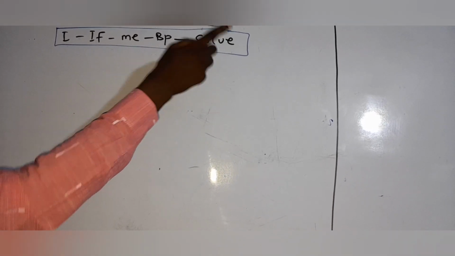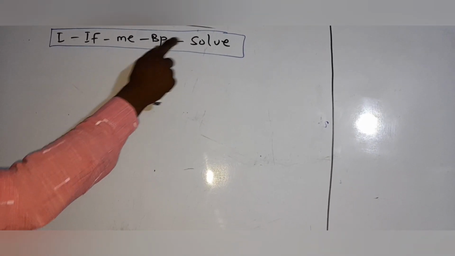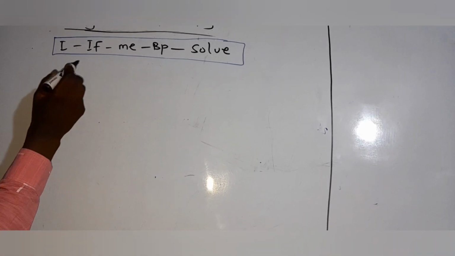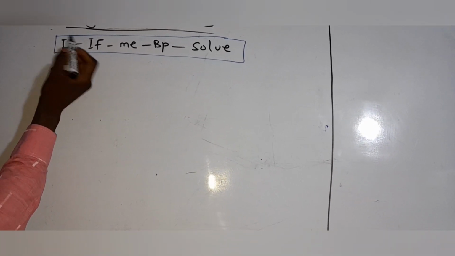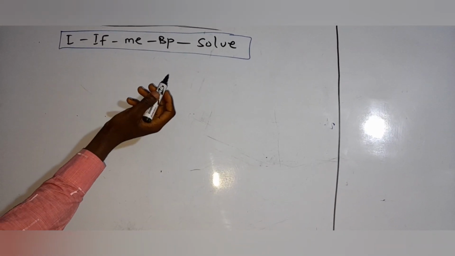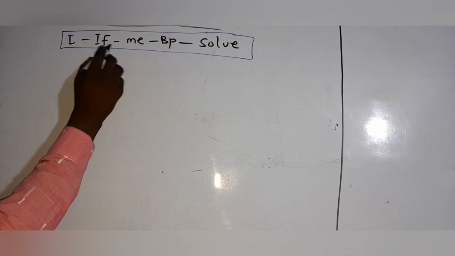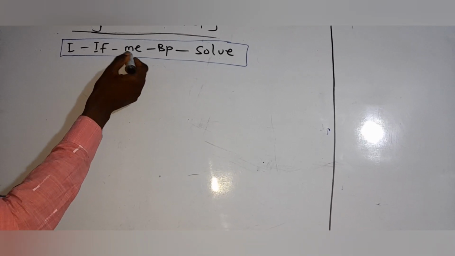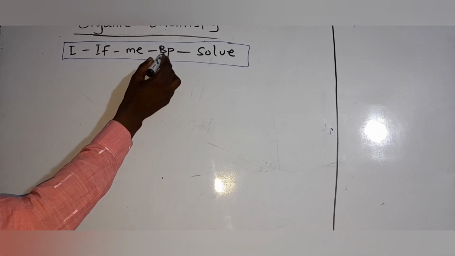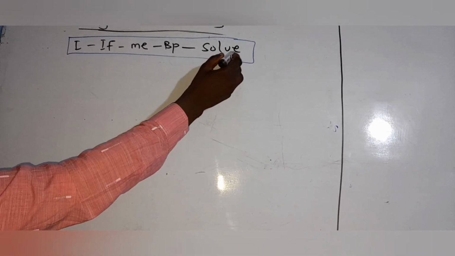I, if me BP, solve it. If I'm having BP, solve it. Now the first I here talks about inorganic. You look at whether they are inflammable or not inflammable. The next I here, we are talking about whether they are ionic compounds or covalent compounds. The F here looks at whether the reaction is very fast or slow. Then we look at whether it has a high melting point or low melting point. We look at boiling point. The BP here is not blood pressure, but the boiling point. We look at the solubility, then the volatility.